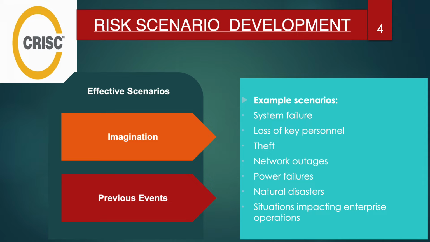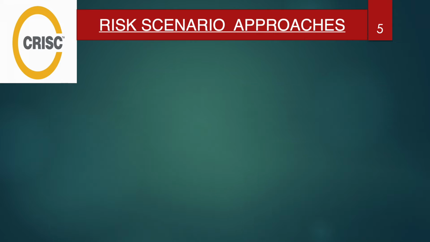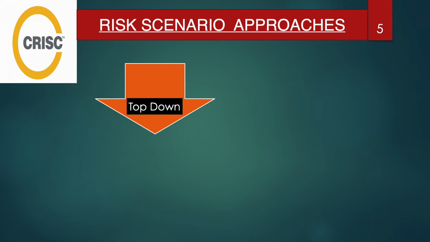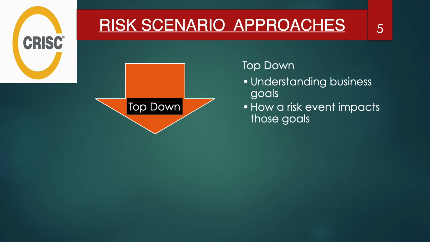Friends, moving further ahead, let's discuss risk scenario approaches. As we have discussed, there are two types of approaches. First is the top-down approach. Friends, the top-down approach to scenario building is focused on understanding the company goals and how a risk event may impact those goal attainments.